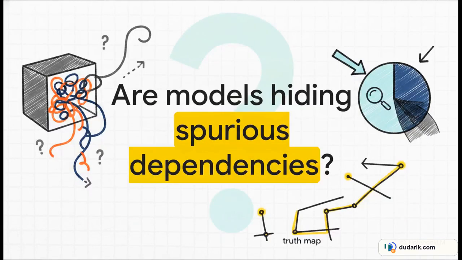So as we wrap up this explainer, I want to leave you with a thought to chew on regarding your own stacks. Are your current models hiding spurious dependencies in their interactions? Because if you are only relying on traditional feature importance scores, you are probably only seeing half the picture. It might just be time to map the truth.